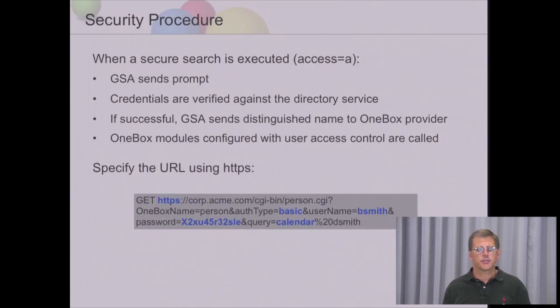If your users are searching for secure results, then what will happen is the GSA will send a prompt for a username and password to the user. Those credentials are verified against the directory service. What you do is set up an LDAP server or whatever authentication method you want on the GSA. And if authentication succeeds, then the GSA sends the distinguished name to the Onebox provider. The Onebox module is configured with the user's access control, so the Onebox module can check to see if the user has permissions to result 1, result 2, result 3, and only send the results they have access to.